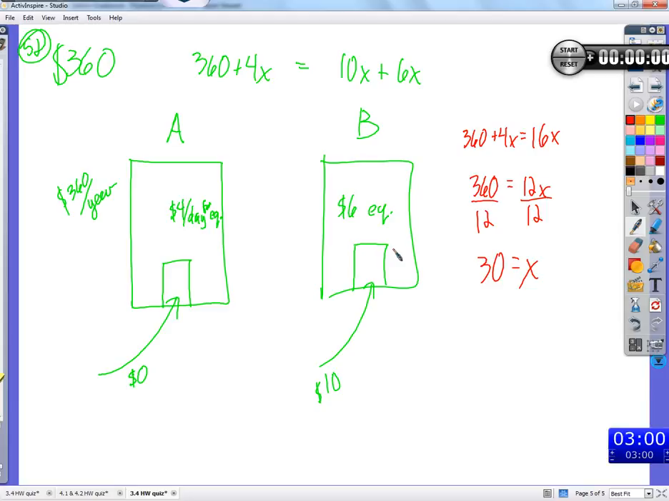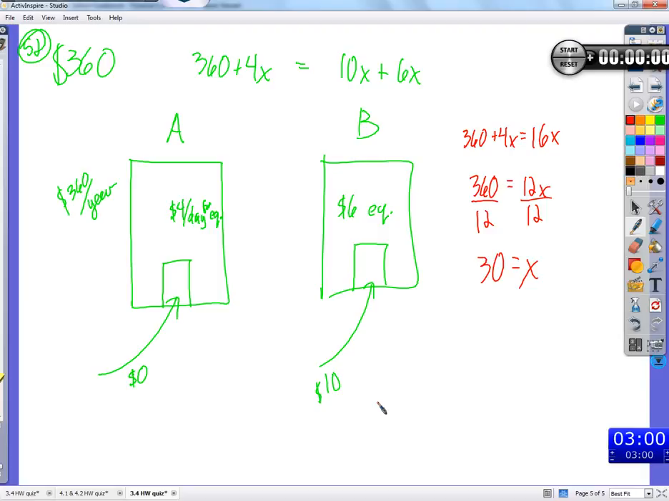And after that, who's going to wind up not getting as good a deal? B. He's still paying $16 a day. Now this guy has already paid as much as this guy, but he's only paying $4 a day after that. He pays $16 after that. Okay, that's part A. Solving the equation, 30 days.